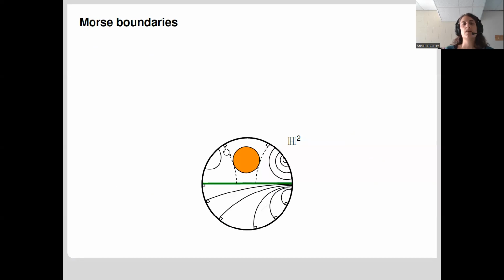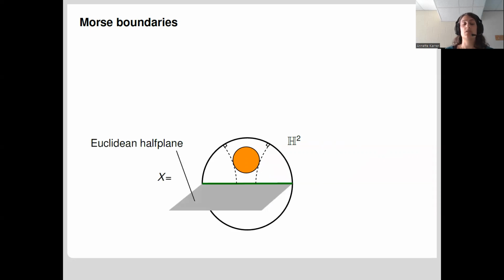Here's another example. We take the hyperbolic plane. We know already that the boundary is a circle. Now we glue on a Euclidean half plane. If we do so, this bi-infinite line here is not Morse anymore. And so we lose two boundary points because of that. And so the Morse boundary here is a union of two open intervals. So we notice two things here. First, the Morse boundary does not have to be compact. And second, if we glue on spaces, the Morse boundary might become smaller.